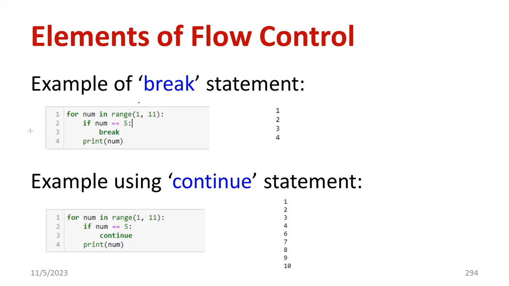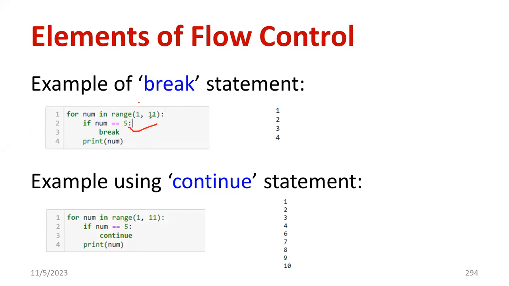Now, we'll be using an if statement: if num equal to 5, then break. Afterwards, you print the numbers. That means when the number is equal to 5, it will come out of the loop. The range is already defined between 1 and 11, but as soon as the variable num is equal to 5, it will come out of the loop. So it will print only up to 4.